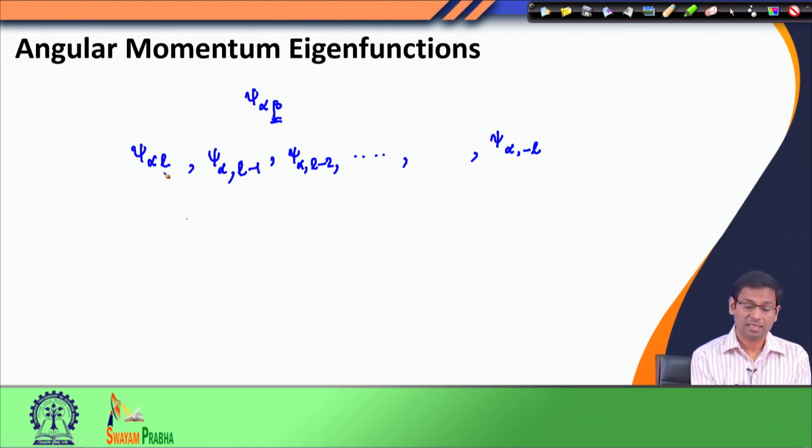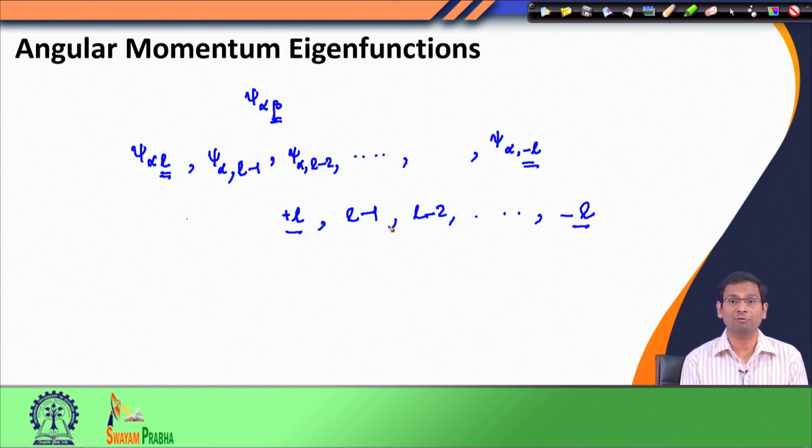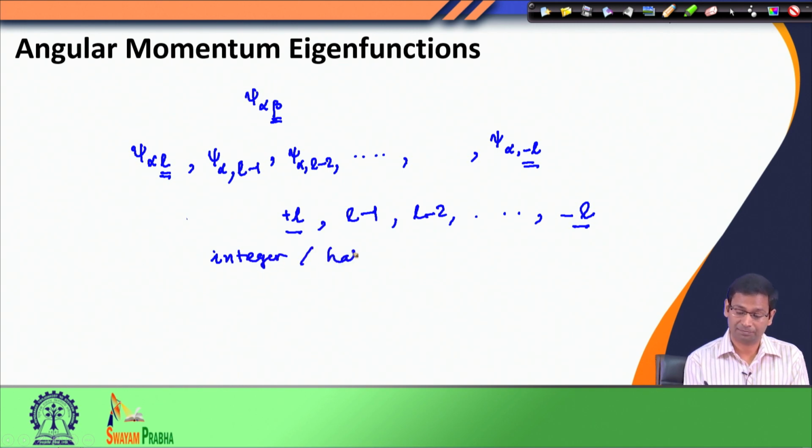So, here you see that I am starting from plus L and I am ending at minus L in steps of 1. So, plus L, or L minus 1, L minus 2, and I am ending at minus L. Such a series, where both plus L and minus L appear and they are obtained in steps of 1, is fulfilled only when L is an integer or half integer.